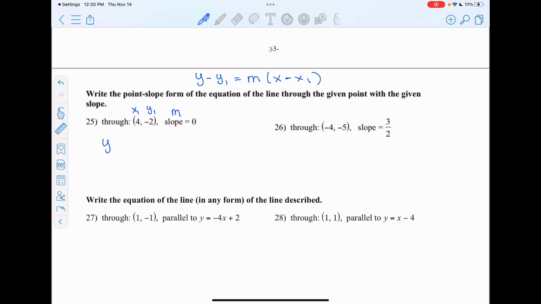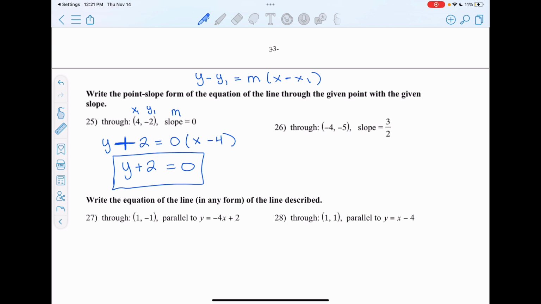So I have y minus y1, which is negative 2, is equal to m, our slope, which is 0, times x minus x1, which is 4. And I'm going to simplify this. Because I have two negatives right next to each other, that's going to turn into a big plus. And then notice how I have this x minus 4 times 0. Anything times 0 is just 0. So this is going to simplify to y plus 2 equals 0. And that's your final equation.